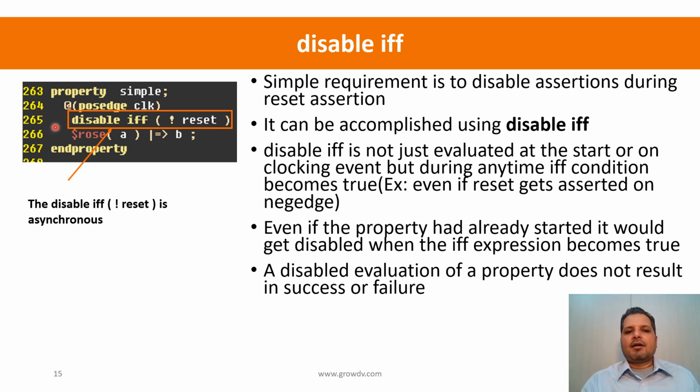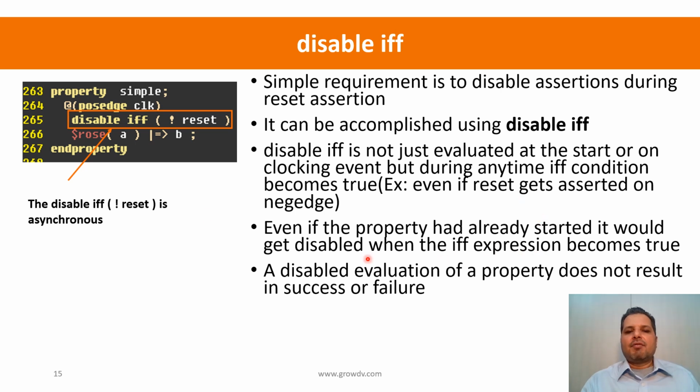It can be accomplished using this disable iff construct. So here we are saying property, after the sampling event, you say disable iff and the Boolean expression, and then you are giving your property expression. And the point to note over here is that this disable iff is not just evaluated at the start of your clocking event. Just because this clocking event has come before the disable iff doesn't mean that it will only be evaluated on the passage of the clock, but it is evaluated all the time.